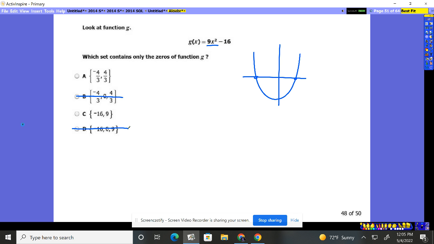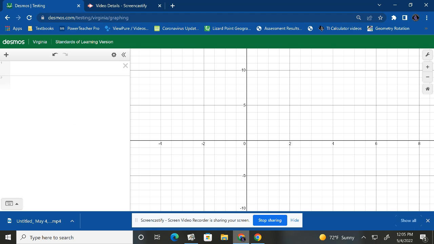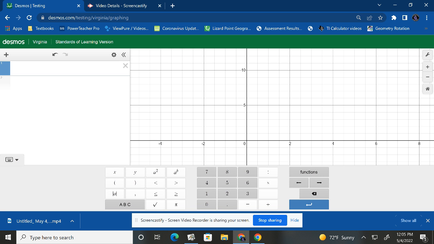So what do we need to do? Let's go to Desmos. I'm going to open up Desmos and graph the equation. The equation, let's pull it up here. We had 9x squared minus 16. So I'm going to type 9, let me get an x, let me square it. And then it said minus 16.